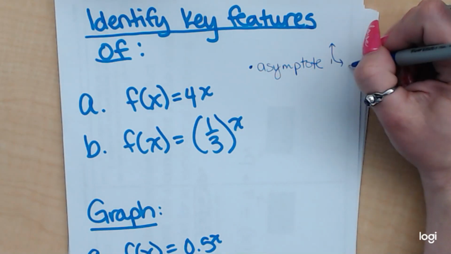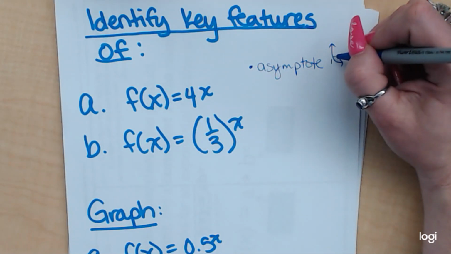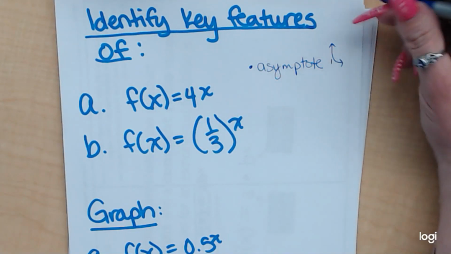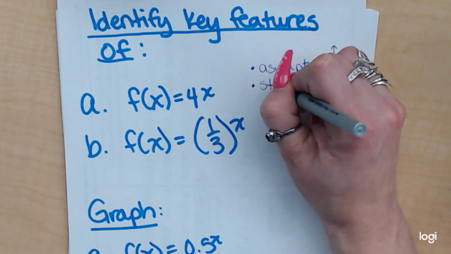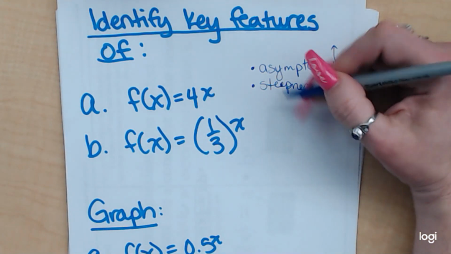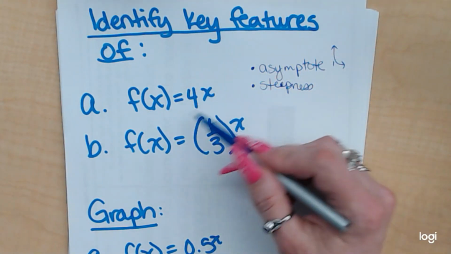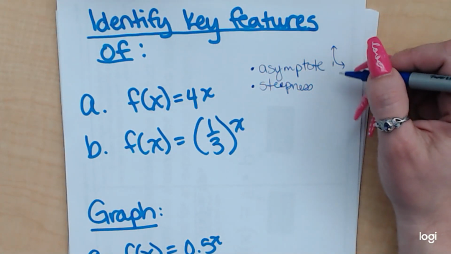It's not always going to be along the x-axis. It could be higher or lower than that. So just identify that. Identify the steepness. How does the steepness of the curve relate to the numbers you see here in the function? And then anything else that you can notice.